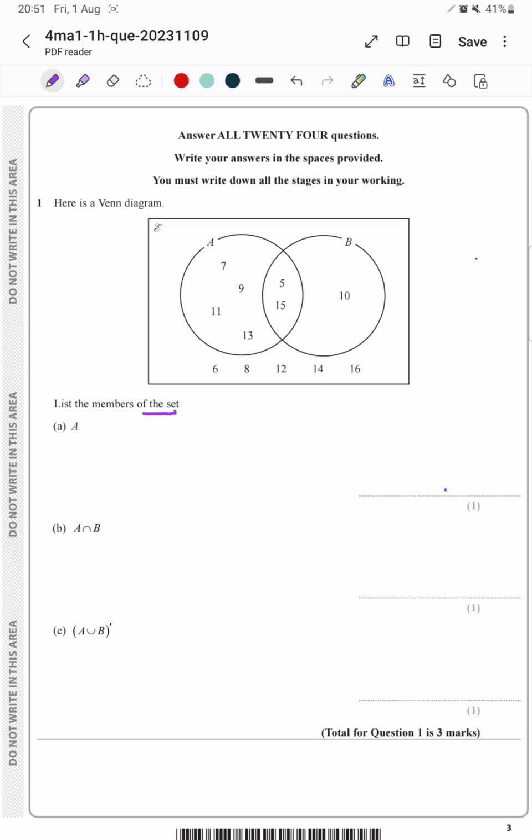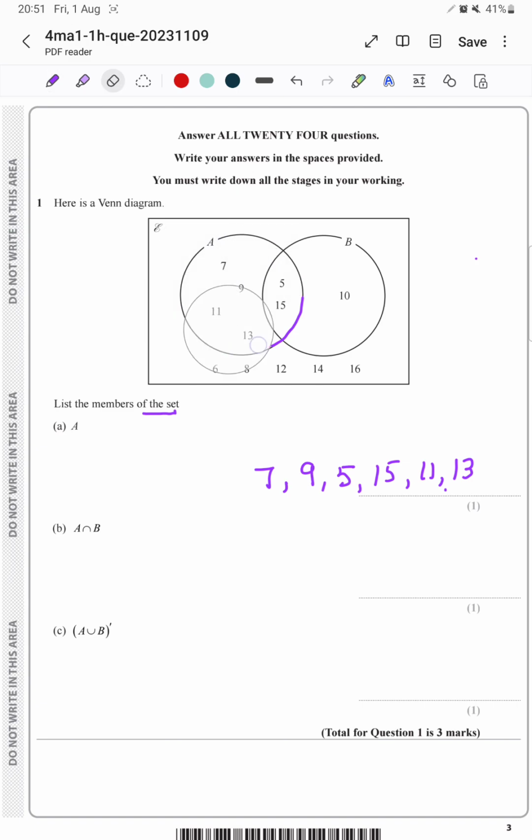the set A. When I'm talking about set A, that means I'm talking about all the elements within this circle A. So those elements are 7, 9, 5, 15, 11 and 13. You can write the numbers in any order, it does not matter as long as you are considering all the numbers. Then we have A intersection B.